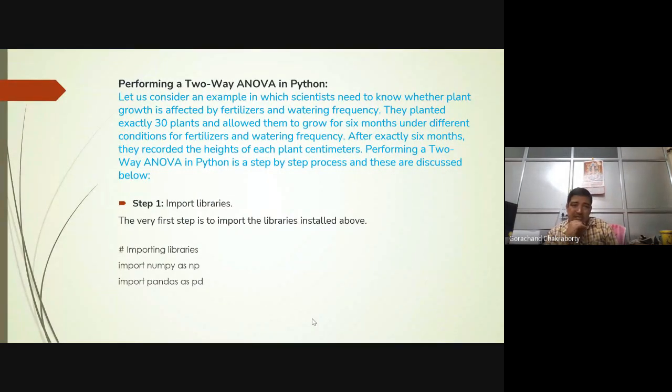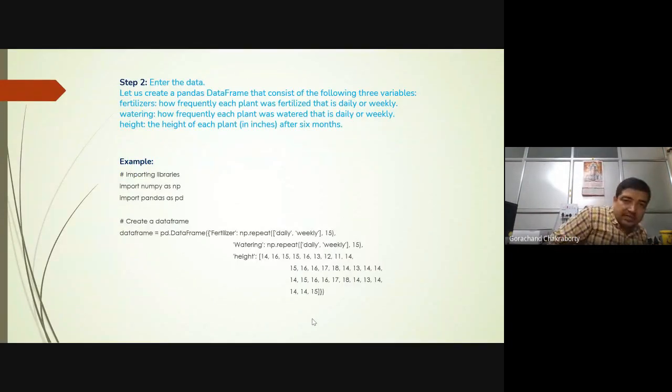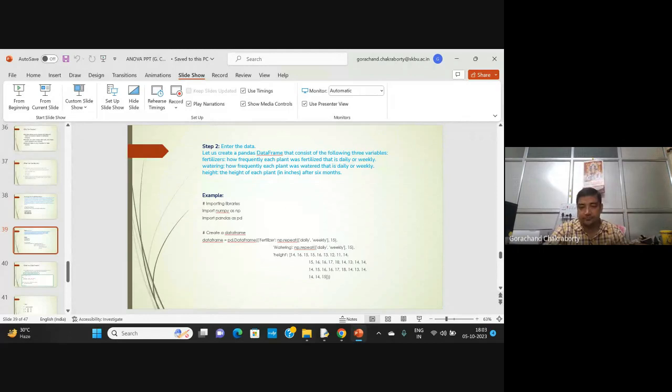In the very first step, we import the libraries installed above. Two libraries have to be imported, one is NumPy and another one is pandas. So NumPy as np and pandas as pd. Now the second step is entering the data. Let us create a pandas data frame. The data frame is very useful here, so you have to know how to make a data frame. For this, we can give you a simple example of a data frame.